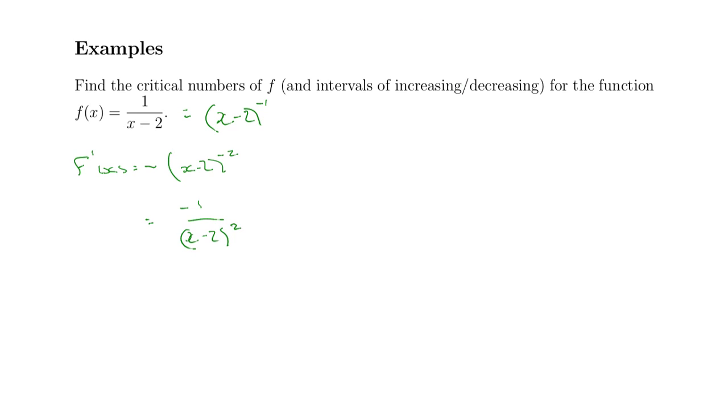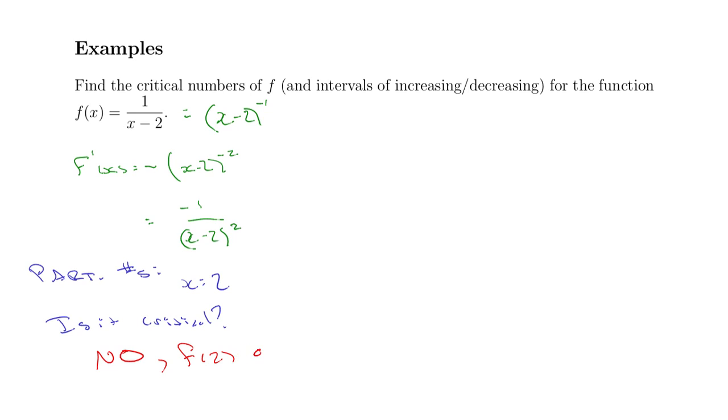So we need to find partition numbers of the derivative here. And again, once we've got it set up in this quotient, it's not hard to find. There's only one. It's an x value of 2. We should check, is it critical? Take a second. You answer that question for me. No, this is not a critical number. The reason is because if you plug 2 into this function, it does not exist.